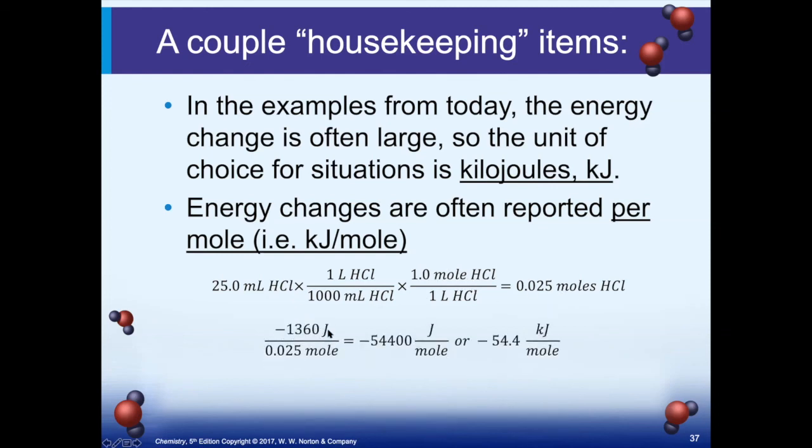Now I'm going to take the amount of energy that I figured out in the example problem, negative 1360, and divide that by the number of moles that I just calculated, 0.025 moles, and you get negative 54,400 joules per mole. But again, let's change that to kilojoules to make it a smaller number. Move the decimal place over 3 places, 1, 2, 3, and you get negative 54.4 kilojoules per mole. So that's just to show you the typical units we're going to express these energy changes for reactions in. The energy change for chemical reactions will usually have units of kilojoules per mole.